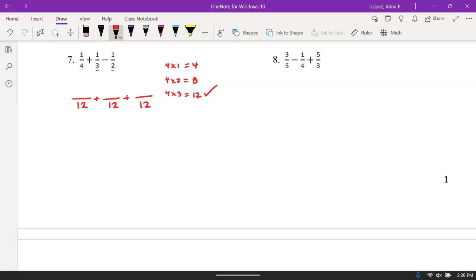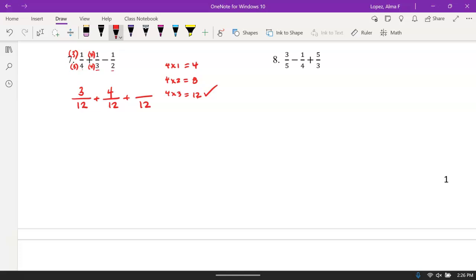Now, how do I get this 4 in the first fraction to look like a 12? I multiply it on top and bottom by 3. 3 times 1, 3 times 4. How do I get a 3 to look like a 12? I multiply it by 4, but if I do it to the bottom of the fraction, I do it to the top of the fraction. That is 4 times 1, 4 times 3.